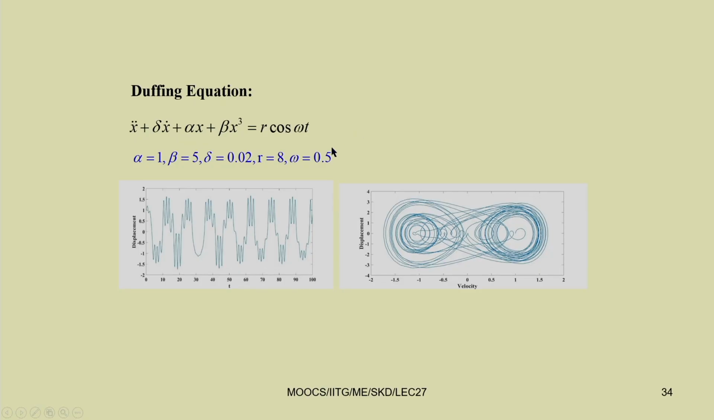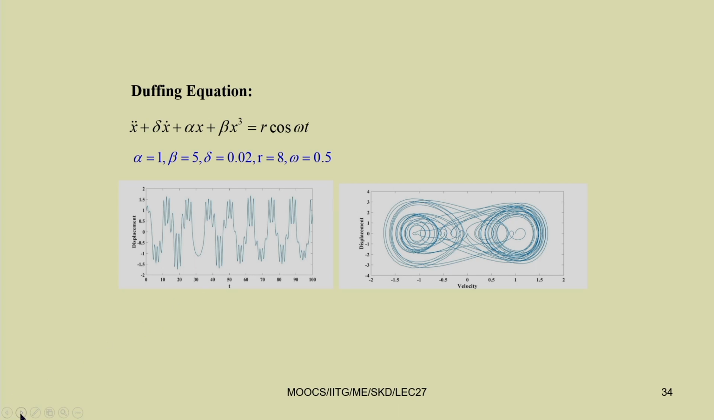Previously you also saw the Duffing equation, and you plotted displacement versus time and the phase portrait. This is the Duffing equation: x double dot plus delta x dot plus alpha x plus beta x cube equal to r cos omega t. Here alpha is taken to be 1, beta equal to 5, delta equal to 0.02, r equal to 8 and omega equal to 0.5. These are the curves one can obtain. Here you can clearly see the response is chaotic.